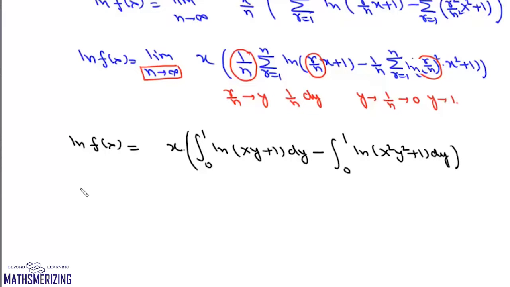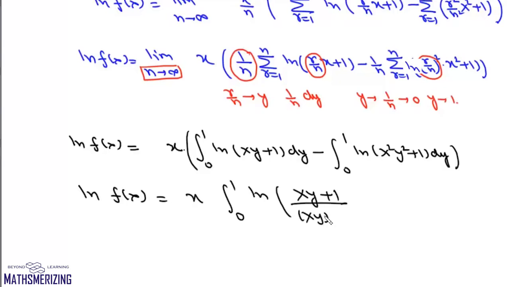We can also write this as log f(x), and it will be x into this integral from 0 to 1 of log((xy + 1)/(x²y² + 1)) into dy. Now what we'll do is, it is an integral in y.